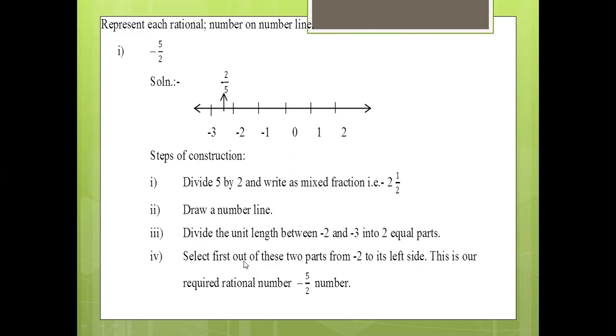And which number do you select? Look at the numerator. Numerator is 1, so you select the first part. That is the required rational number, minus 5 by 2. Here by mistake I wrote minus 2 by 5. You correct it. This is minus 5 by 2.